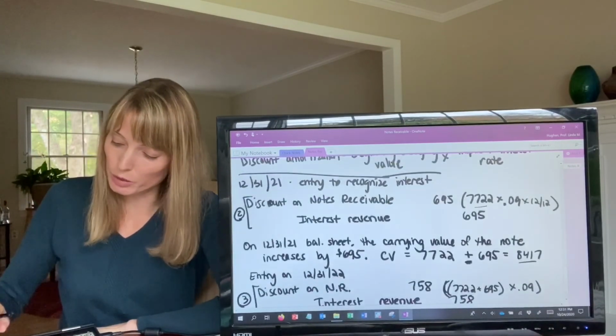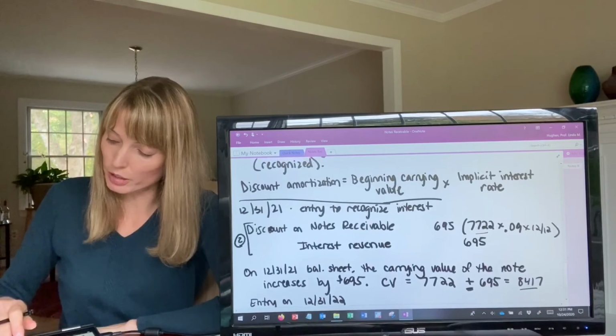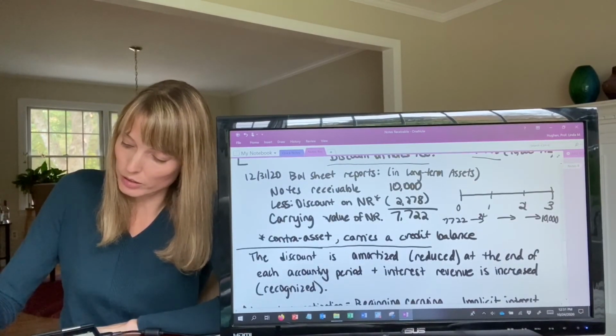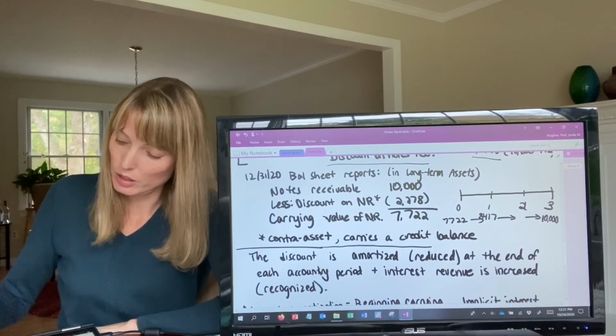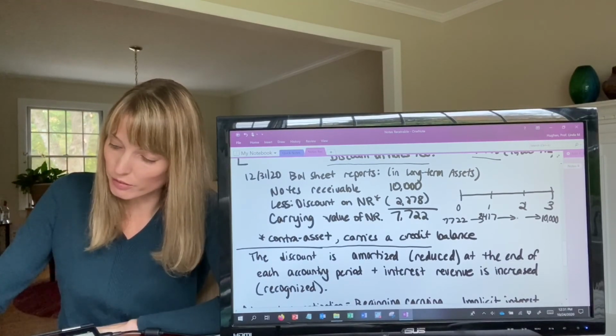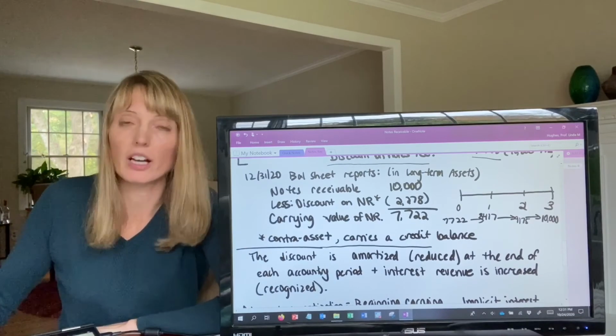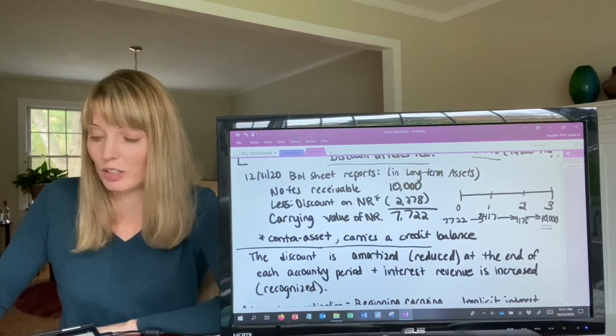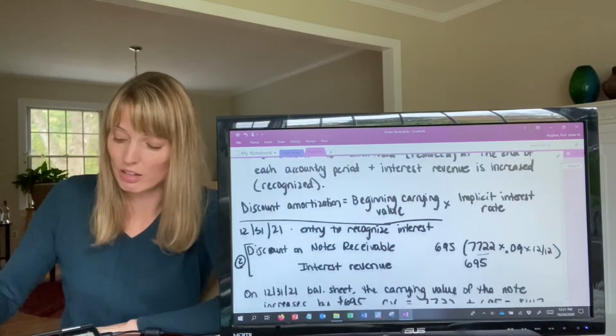All right, so now we're in the third year. What did we do here? To plug in onto our timeline, 8417 is the value at the end of year one. And we said that 9175 is the carrying value at year two. We know what we should get at the end of 2023, year three. It should get up to $10,000.